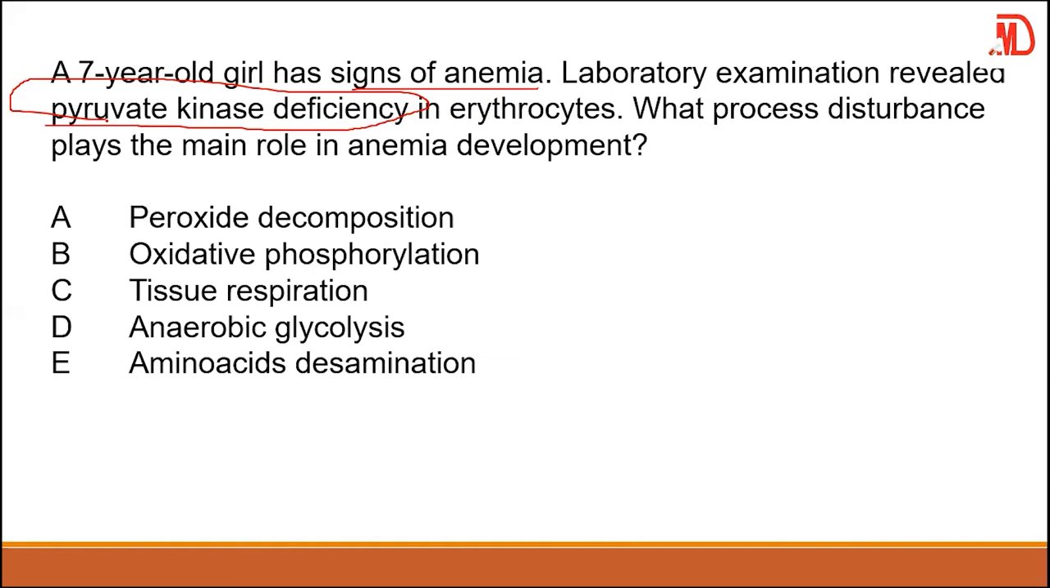But since pyruvate kinase is deficient, then definitely we are looking at anaerobic glycolysis as a way to produce energy. Anaerobic glycolysis is the absence of oxygen. We know that RBCs or erythrocytes don't even have mitochondria. So if they don't have mitochondria, the other way of producing energy is through anaerobic glycolysis. So here we are looking at D, anaerobic glycolysis.